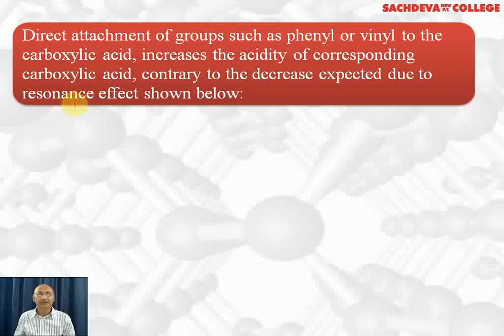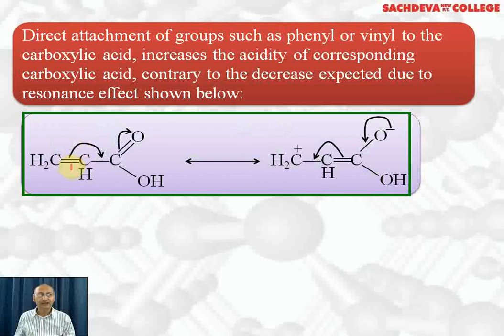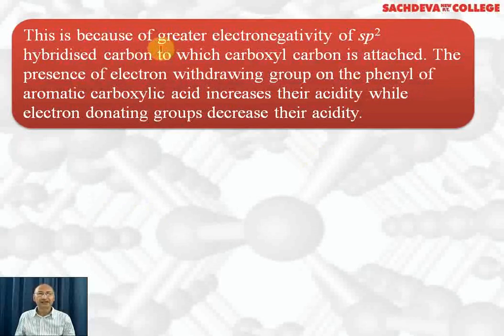Direct attachment of groups such as phenyl or vinyl to the carboxylic acid increases the acidity of the corresponding carboxylic acid, contrary to the decrease expected due to the resonance effect shown below. If we have a vinyl group, the pi bond of the vinyl group will take part in double bond formation, and this will stabilize the carboxylate ion. This is because of the greater electronegativity of the sp2 hybridized carbon to which the carboxyl carbon is attached.